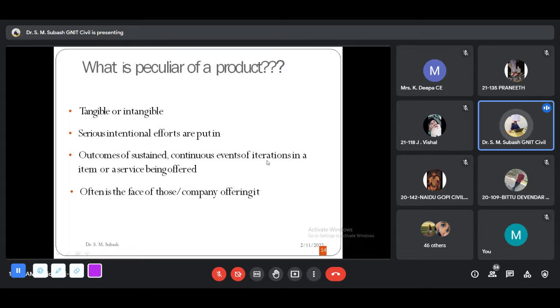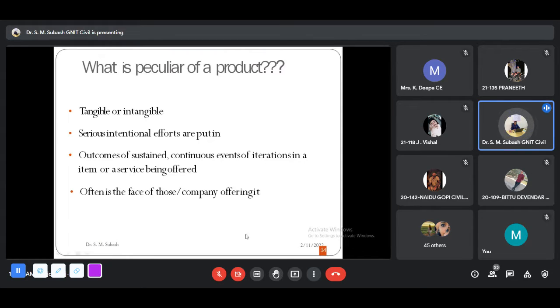So what does iteration mean? You are doing it repeatedly. You make a first assumption, a second assumption, a third assumption, like that. At the final assumption, you will get some 99% positive result. That is the final outcome. Then you go for getting your product patented.